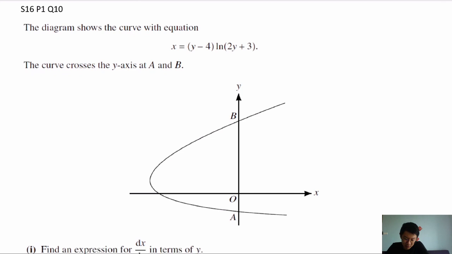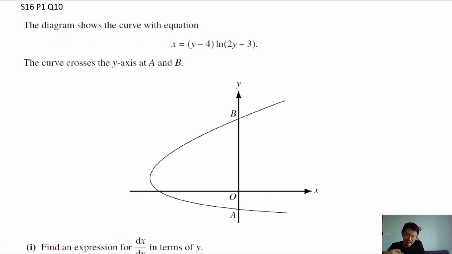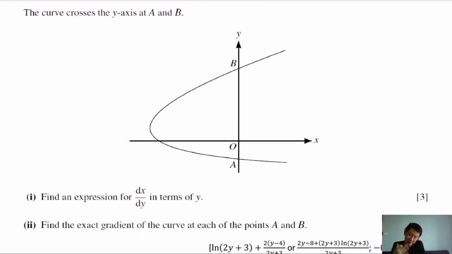Next one. This diagram is the curve with this equation, x in terms of y, where the curve crosses the y-axis at A and B. First, find an expression for dx/dy. This is also quite usual. It's still an equation, just an interchange of x and y, and now we just have to find dx/dy. It's the same differentiation, just that they interchange x and y only. So instead of looking at dy/dx, now we have dx/dy.